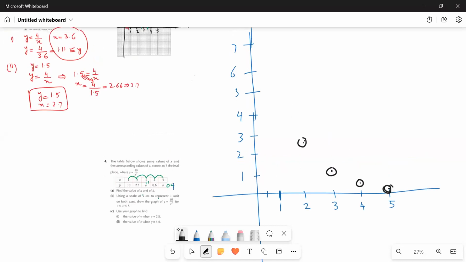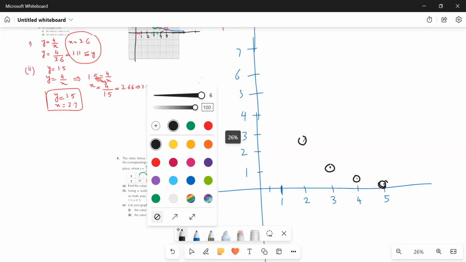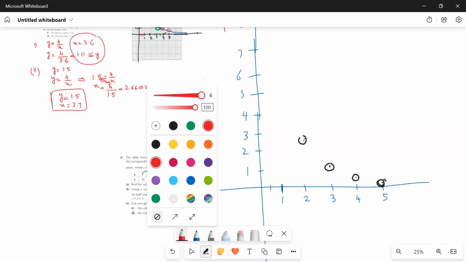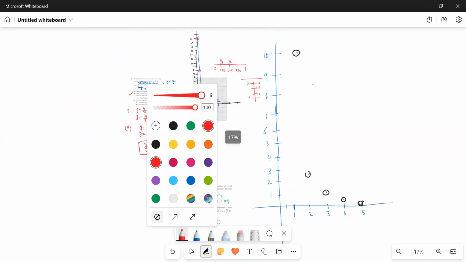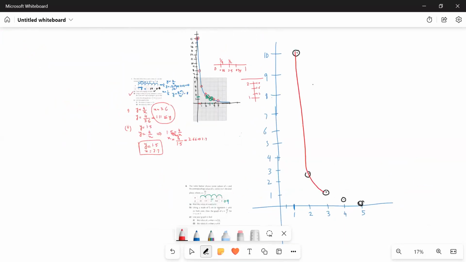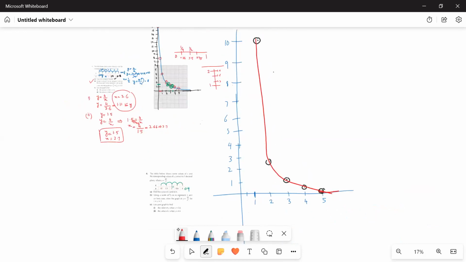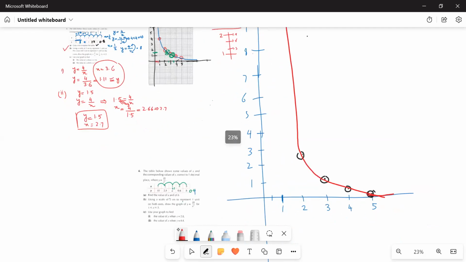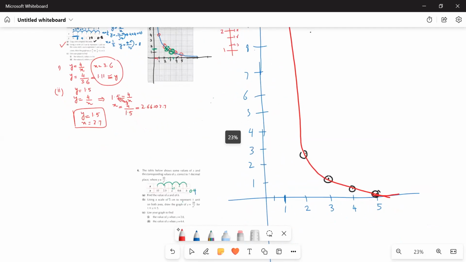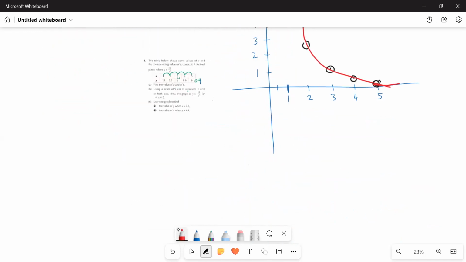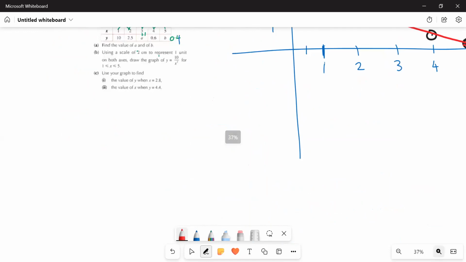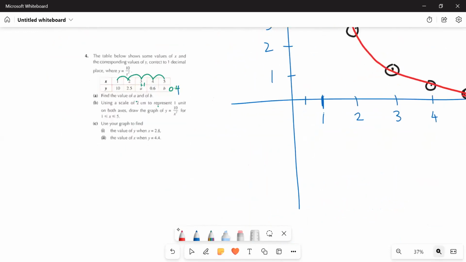Now we will join all these points. Now the graph is this. Okay. Now this is the graph, and according to this we have to find the values now.